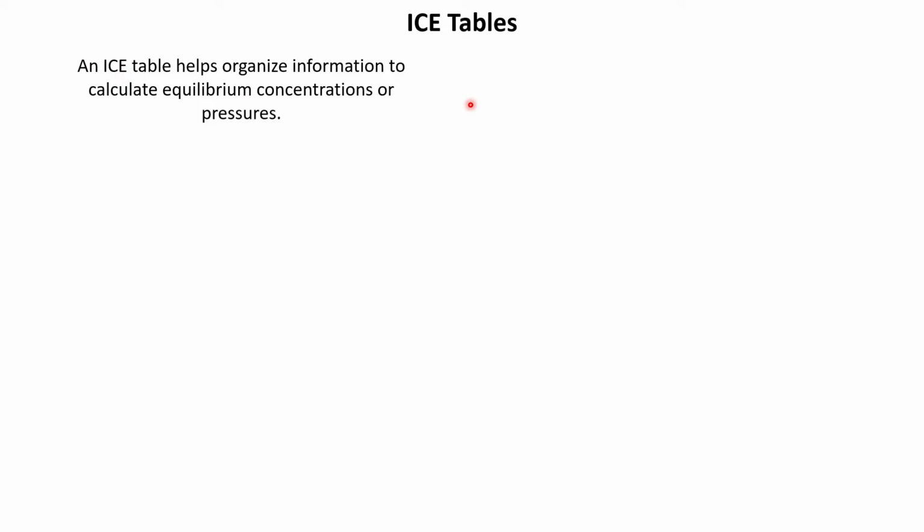So ICE is an acronym. Let's go through what each letter stands for. I is for your initial concentration or your initial pressure. C is for either consumed, or some people think of this as change. And E is for equilibrium. So let's work through a problem using an ICE table.